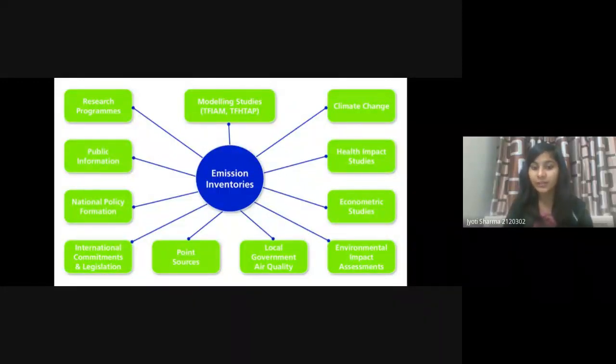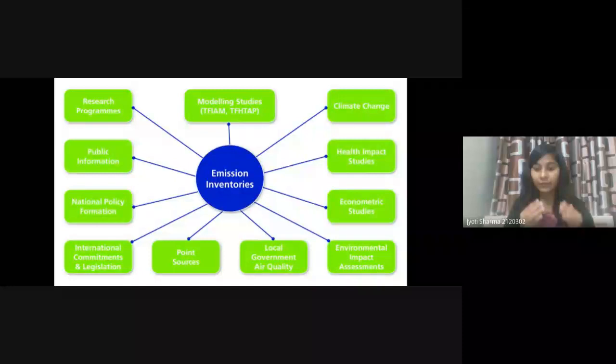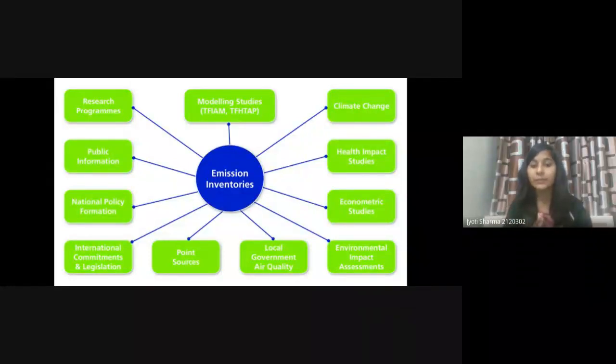Then the econometric studies. For example, if we are talking about GDP, as GDP increases, it is said that our technology will also improve. If the technology improves, then your emission inventory must have lower values, and by which you can indirectly relate it with the economy of that country.